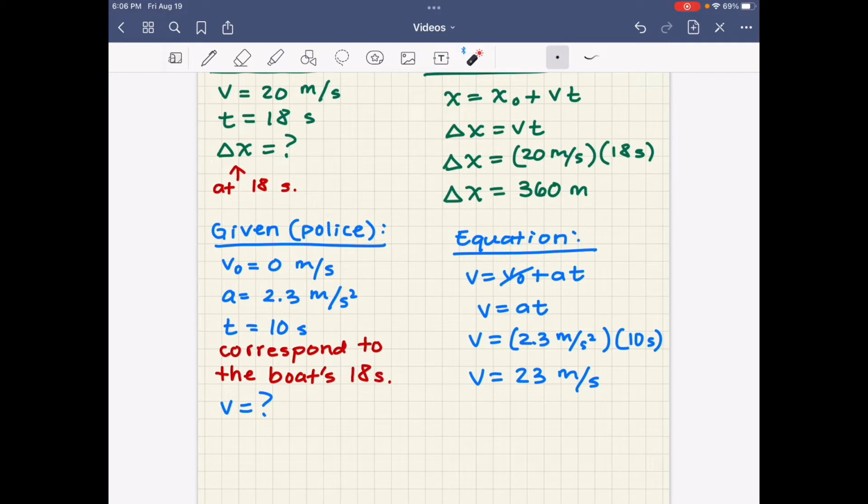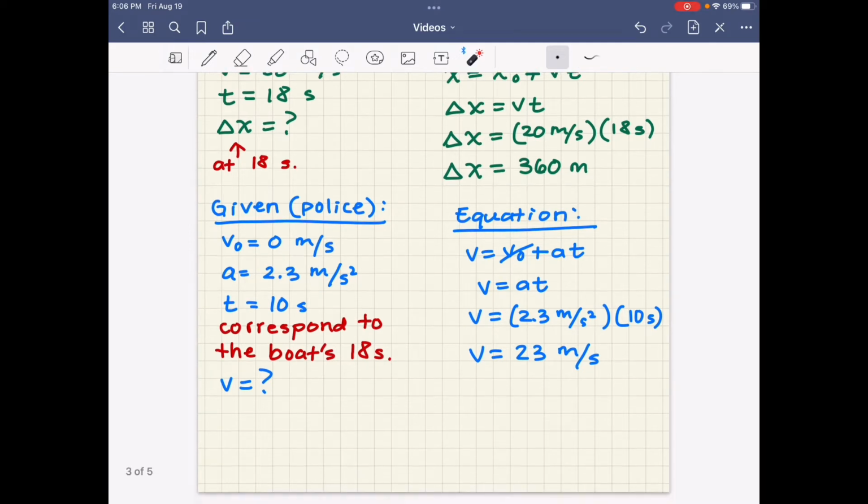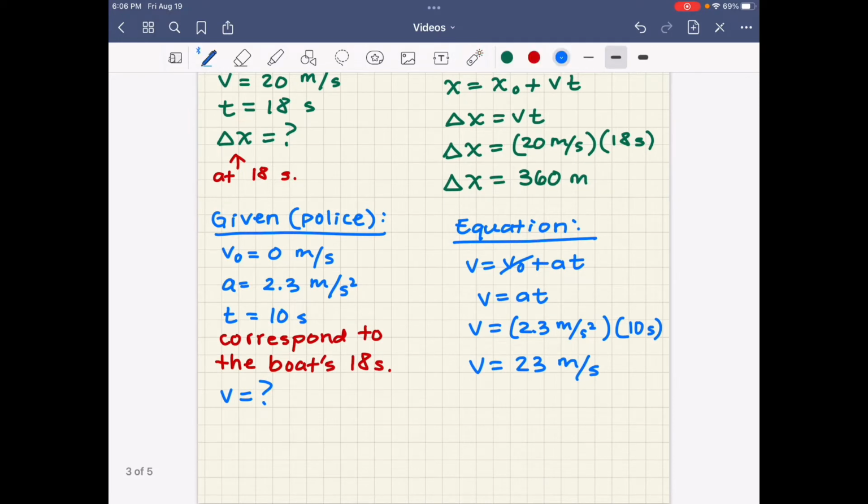Now, what we want to see is from the starting position, from x naught, where is the police boat? So after the 10 seconds passed, where is he? What is his position? For that, I'm going to say the initial position is 0, right? x naught equals 0 meters. We want to know what is his final position.